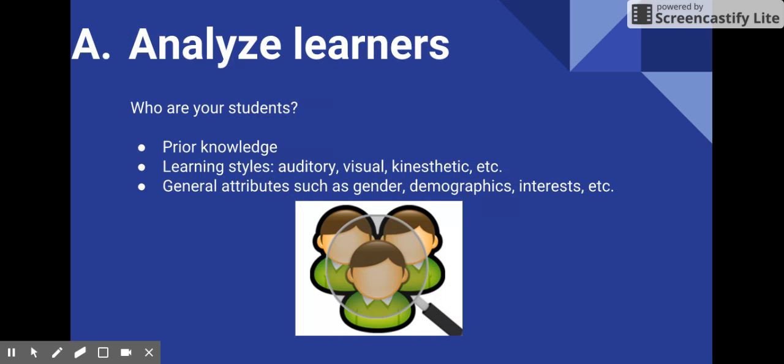The first step in the process is to analyze your learners. Who are your students? You should know who your students are. For example, their demographics, prior knowledge, learning styles, and academic abilities.